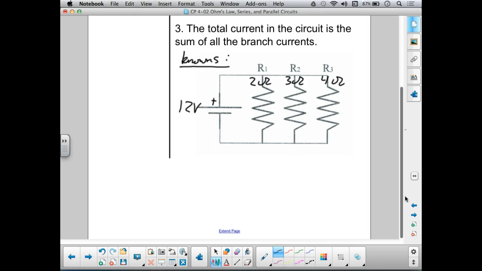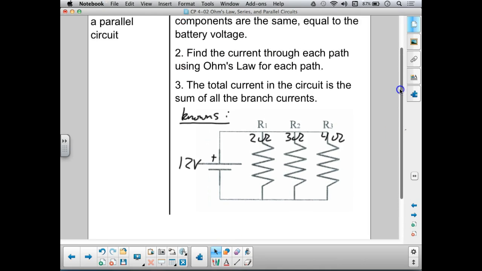Resistors can represent either a physical resistor, that tiny little thing that we saw in our photographs and in our circuits, or it could represent any other component at all that uses or transfers electrical energy out of the circuit. Okay, so these could be bulbs, anything you want. And we have 3 different resistances. So let's follow our 3 steps to solving a parallel circuit.